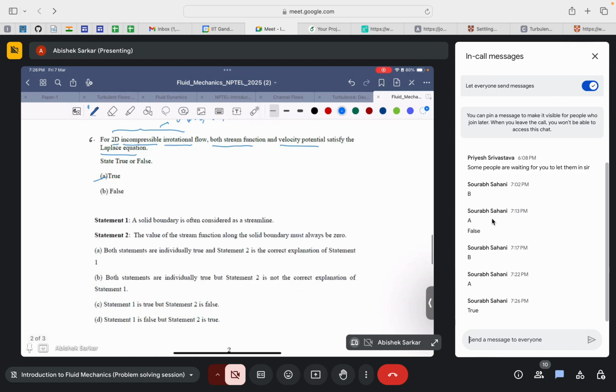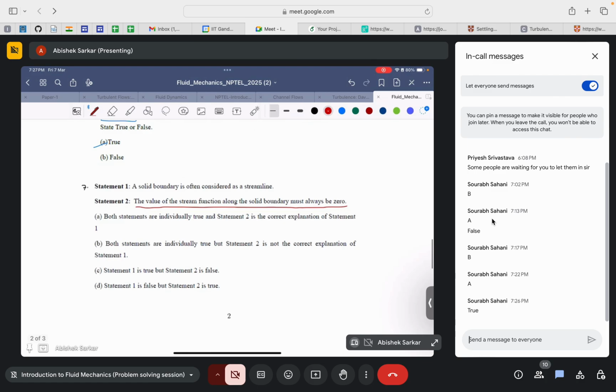Okay. Question number 7 is, again, a statement-assertion type question. Statement 1: A solid boundary is often considered as a streamline. Statement 2: The value of stream function along the solid boundary must always be equal to 0. So again, a very specific scenario. Which of the following options are correct?